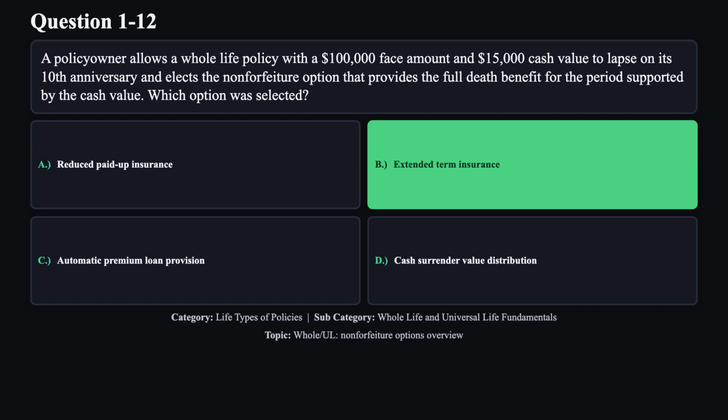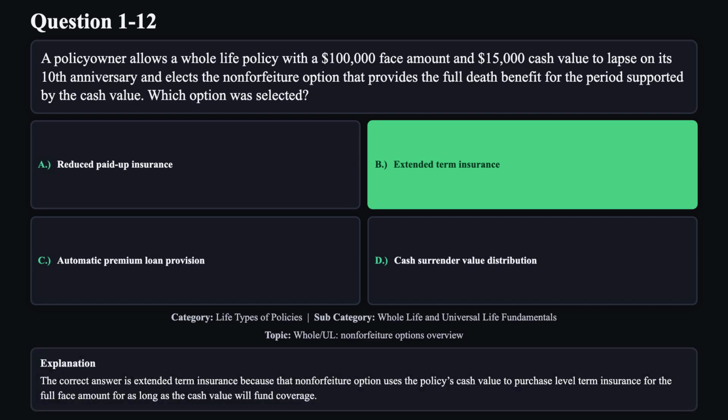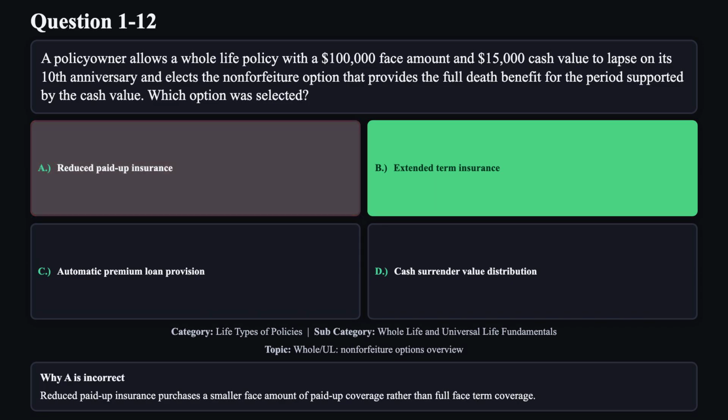The correct answer is B. The correct answer is extended term insurance because that non-forfeiture option uses the policy's cash value to purchase level term insurance for the full face amount for as long as the cash value will fund coverage. Reason A is not correct. Reduced paid-up insurance purchases a smaller face amount of paid-up coverage rather than full face term coverage.